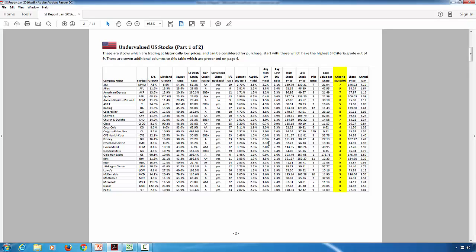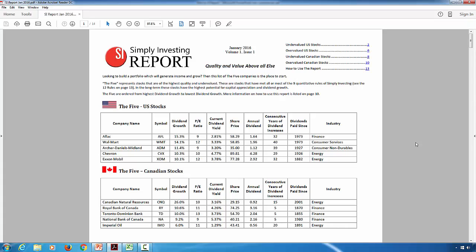So this is where you would look, and you can pick out additional companies that might be of interest to you. Now again, every month we will provide you with 5 US stocks and 5 Canadian stocks that we feel have the highest potential for capital appreciation and dividend growth in the long term. So this is where you really want to start, picking off companies here.